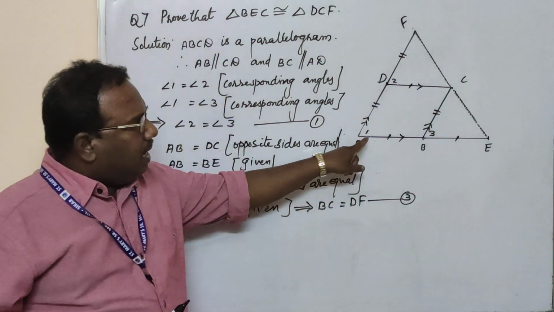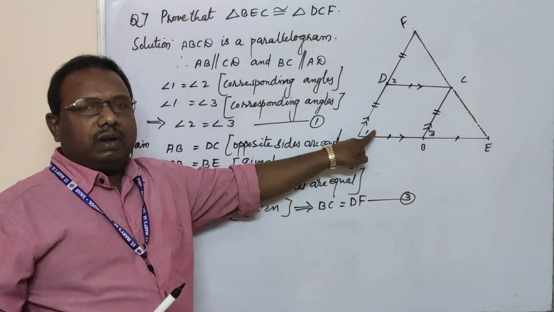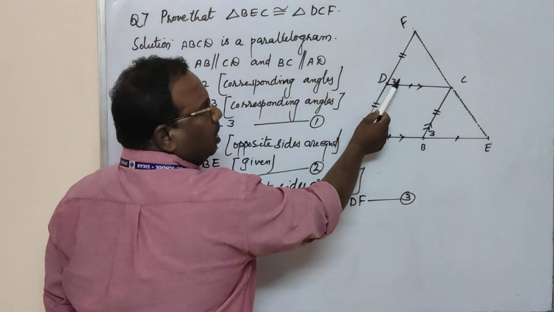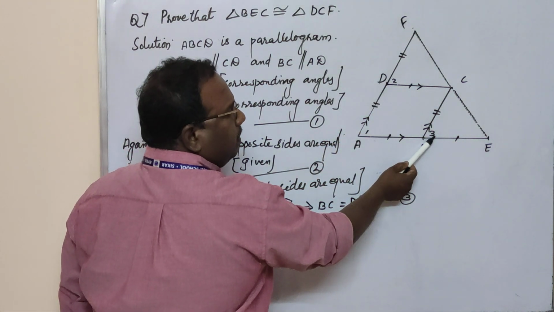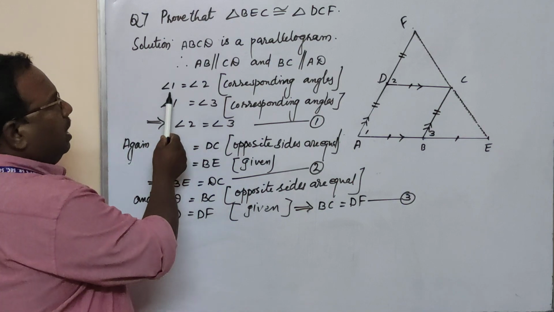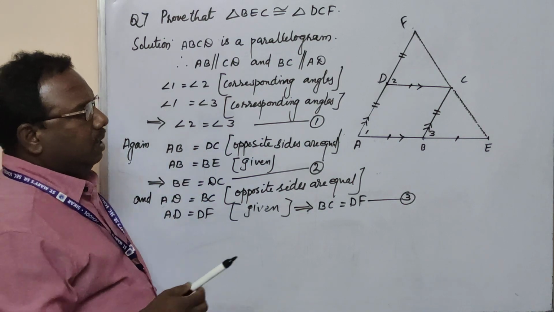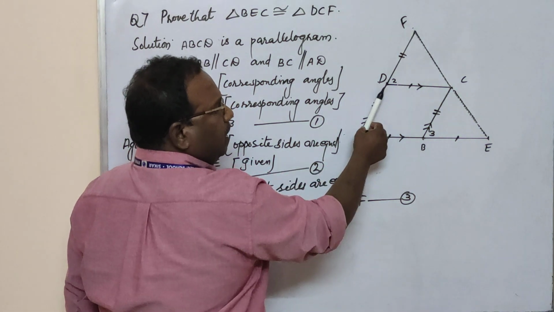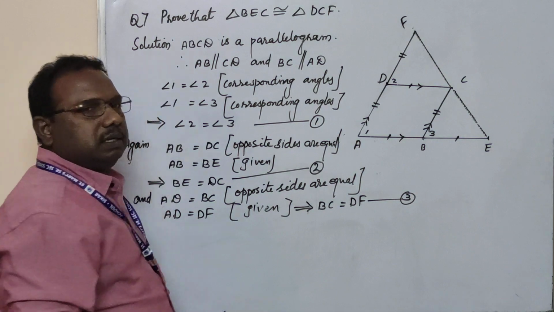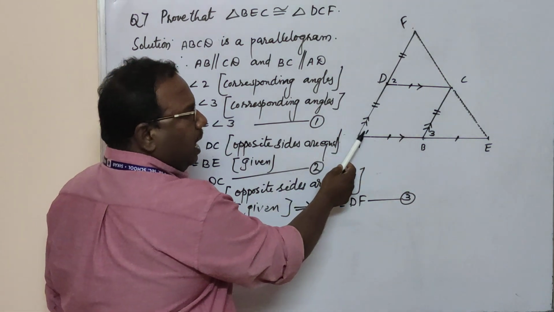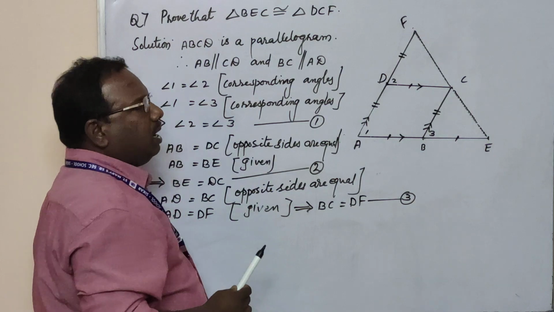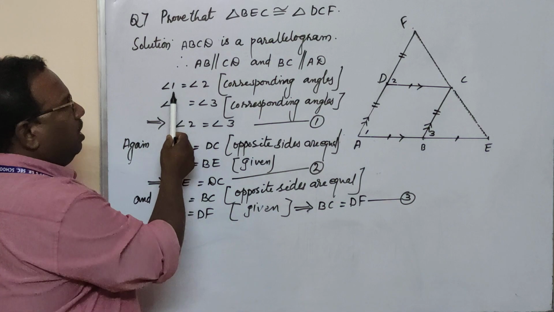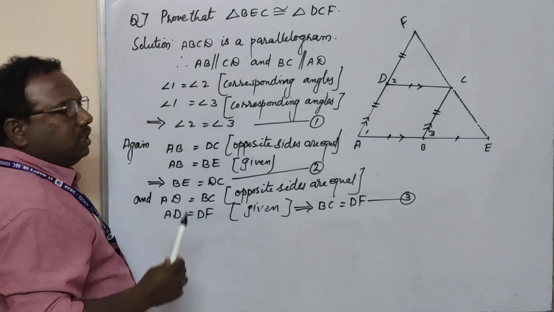Now I marked angle 1 for our convenience, I marked this way, and this angle I marked 2. Here I marked 3. Now you know angle 1 equal to 2. Why? I told you AB is parallel to CD, therefore AD is a transversal, which implies angle 1 and angle 2 are corresponding angles. Corresponding angles are equal, therefore angle 1 equal to angle 2.